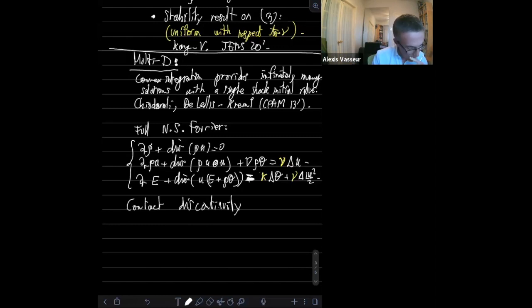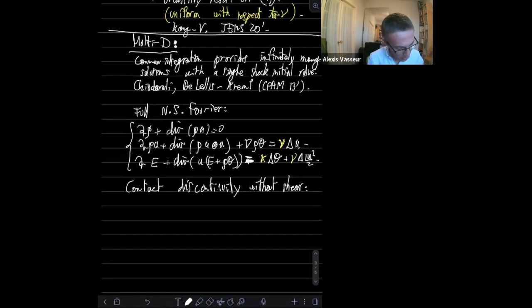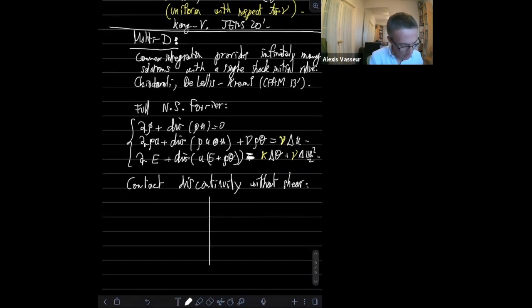This contact discontinuity without shear. So it's a very simple function, but still discontinuous, right? So basically what you can consider is, for instance, 2D. I mean, we're doing it in 3D, but you can see it as 2D, right? You have the situation x1, x2 here.